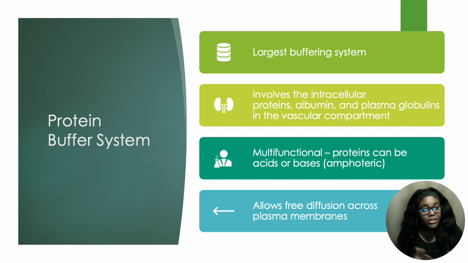And the other good thing about the protein buffer system is that there is free diffusion across plasma membranes, so the body does not have to work as hard to get these proteins across the membrane to help with acidity or basicity. So they do act as either acids or bases depending on the environment, and they do have the ability to either accept or donate hydrogen ions, which would make them either an acid or a base. So again, this is a large, vast buffering system, but the main key point here is that they are multifunctional and they can serve as acids or bases, an amphoteric substance to help maintain homeostasis in the body.